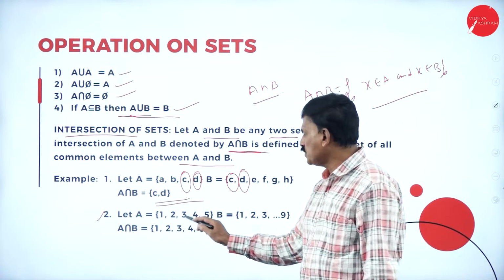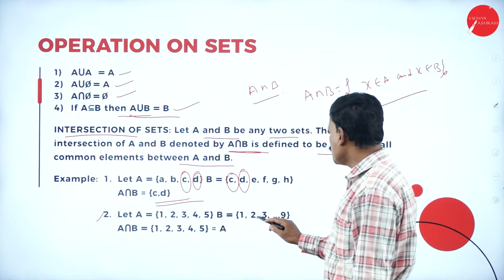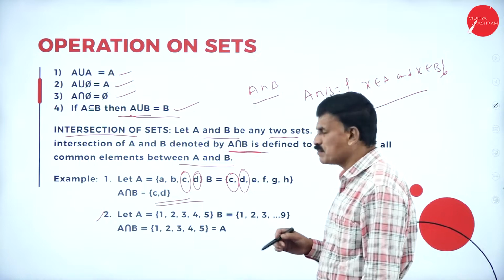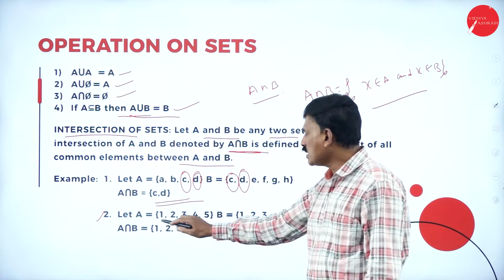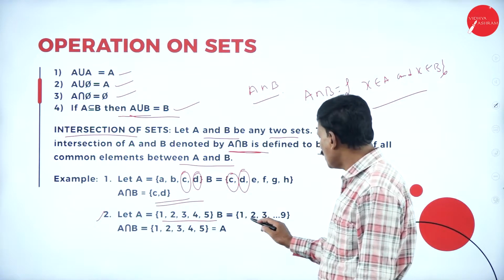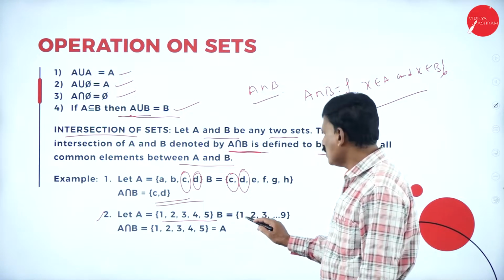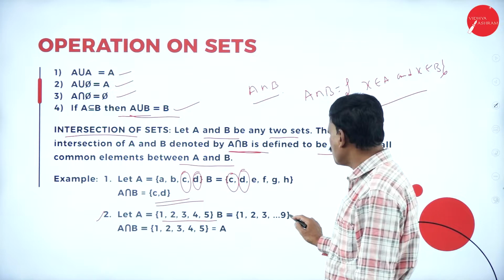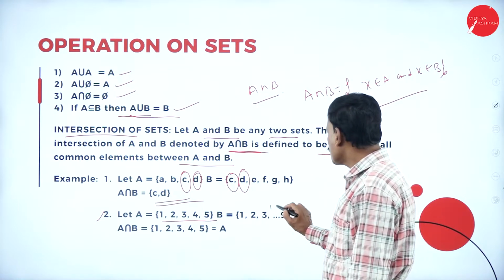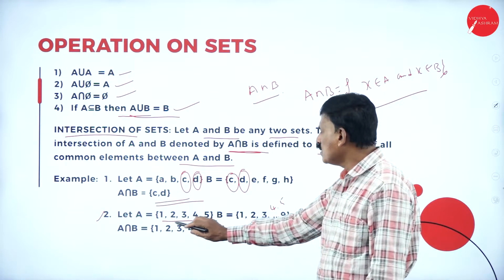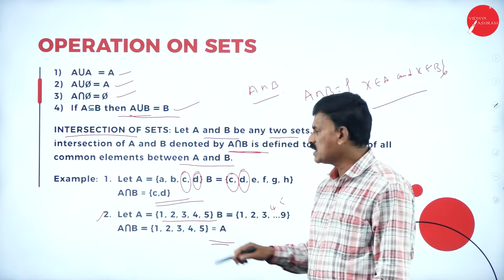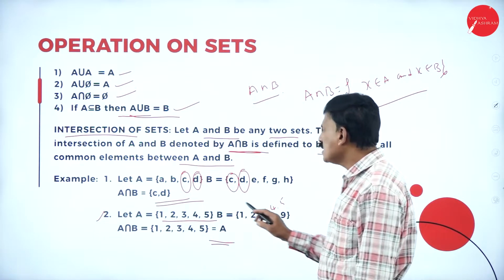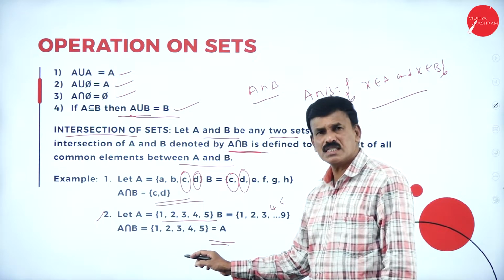Let A is equal to {1, 2, 3, 4, 5} and B is equal to {1, 2, 3, 4, 5, 6, 7, 8, 9}. Then the intersection of these two is nothing but all the elements of the set A, because A contains 1, 2, 3, 4, 5, whereas B contains 1, 2, 3, 4, 5, 6, 7, 8 up to 9. This contains 4 and 5. The common are 1, 2, 3, 4, 5, that is A itself.